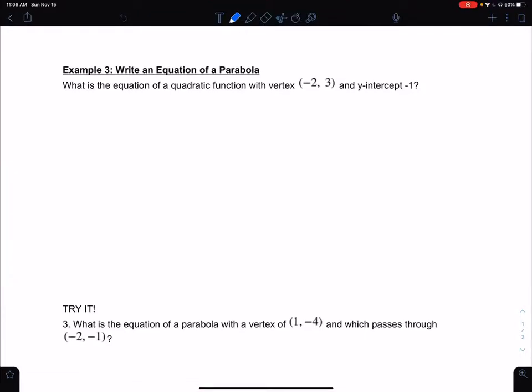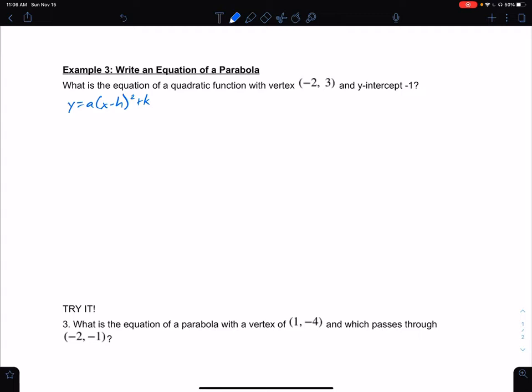Here we're going to write an equation of a parabola in vertex form. So we're asked, what is the equation of a quadratic function with vertex (-2, 3) and y-intercept of -1? What we want to do is write the equation in vertex form, y equals a times (x minus h) squared plus k.